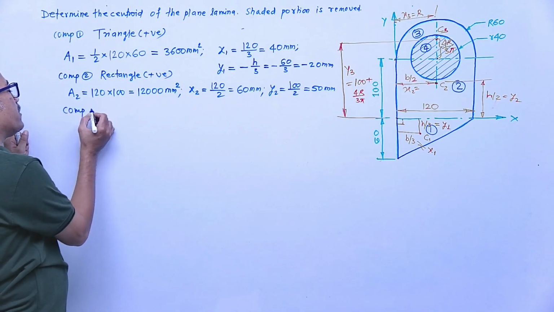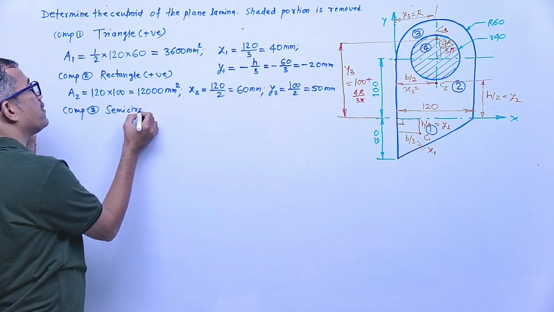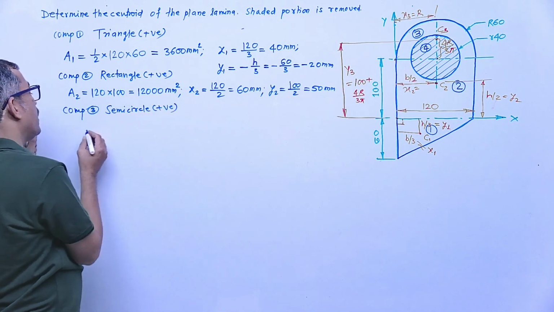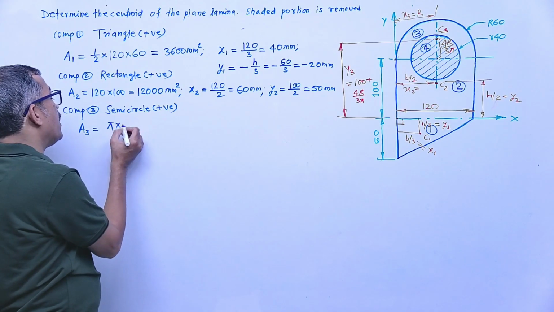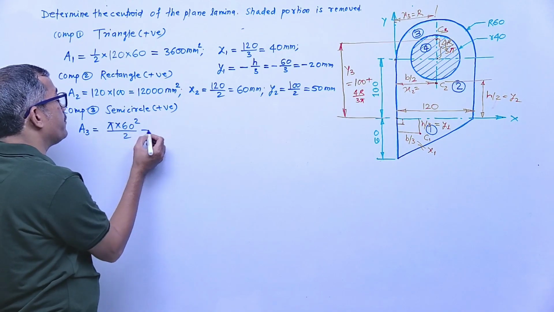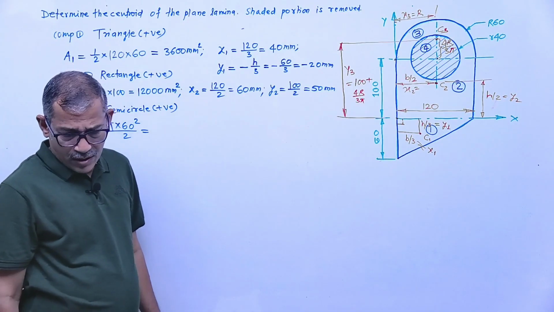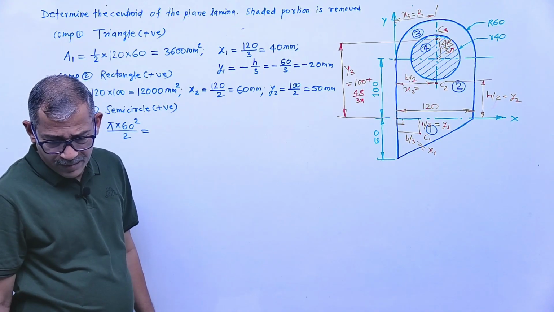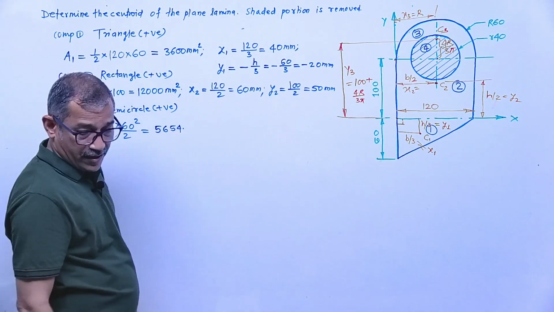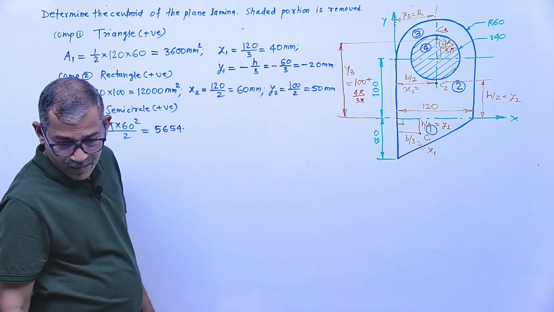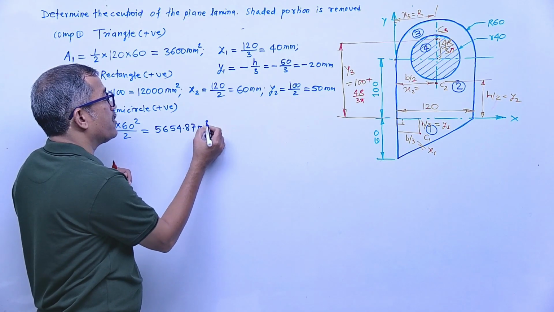I'll write here what we discussed. Third component, semicircle. Semicircle is positive. Area we will write with positive sign. So pi r square by 2, right? Let's find out this area. Area of the semicircle, pi r square by 2. All of you, in calculator, quickly find the answer and tell me how much it comes. 5654 something? 5654 point, how much? Already calculated. 5654.87 mm square. Correct, right?